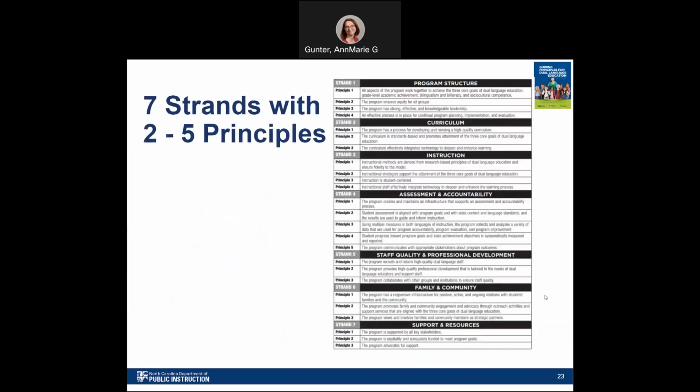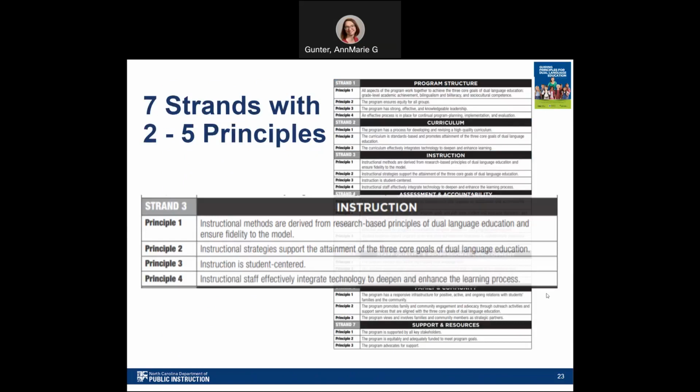As I said, there are 7 strands with 2 to 5 principles each. Here's an overview, taken directly out of Appendix A, that looks at all 7 strands with all of their principles, 2 to 5 for each one. Of course, we're focusing on strand 3. It has 4 principles, as you can see, and you see up there on the screen what they are, as well as in the copy of the document that you're working with for this asynchronous workshop.